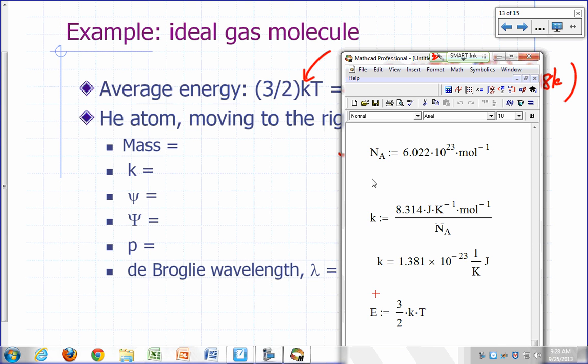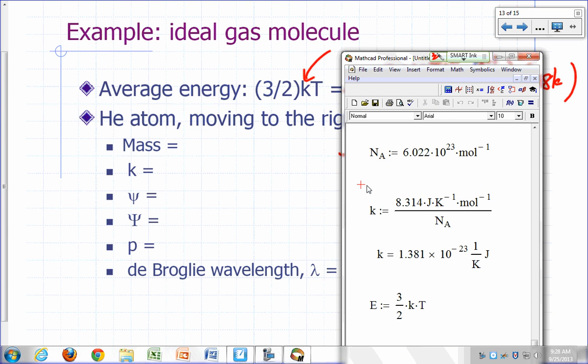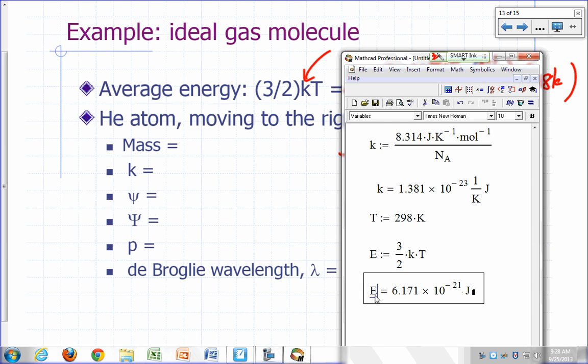What's our temperature? Let's define our temperature. Notice it's not complaining about that T, because T is one of MathCAD's predefined variables, so we have to override that definition with our temperature, which is 298 Kelvin. Okay, so our energy is equal to 6.171 times 10 to the negative 21 joules.